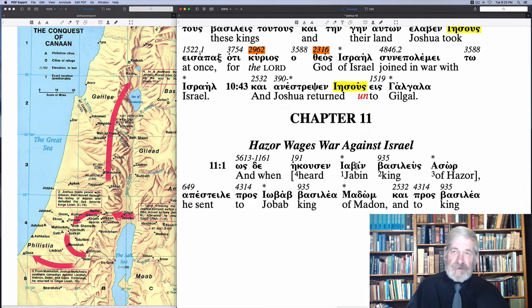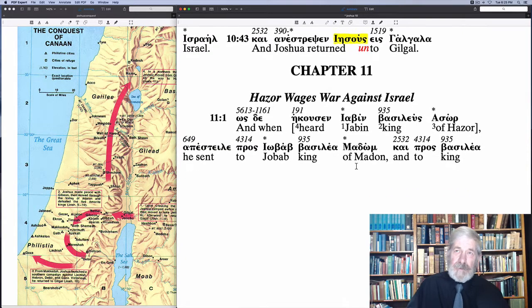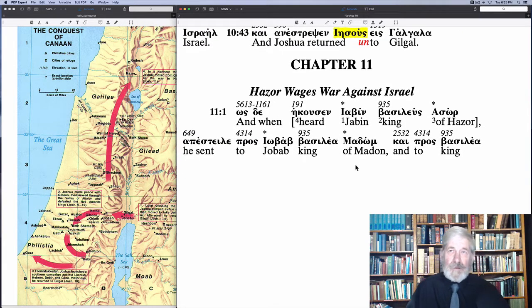But the fighting doesn't stop. The conquering of the area and the people against it. Find out what happens to these people in chapter 11.